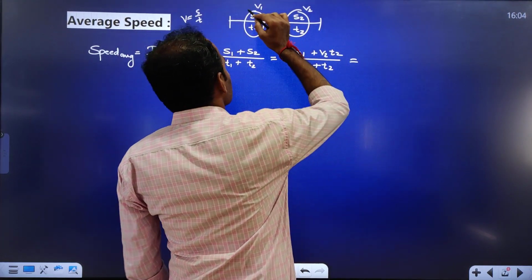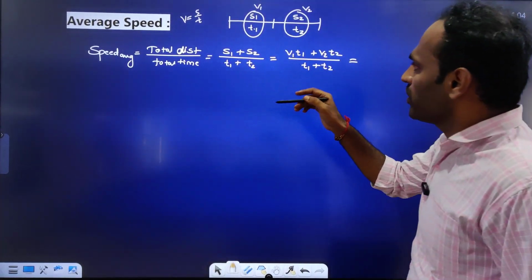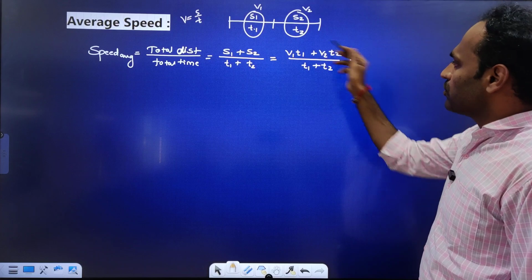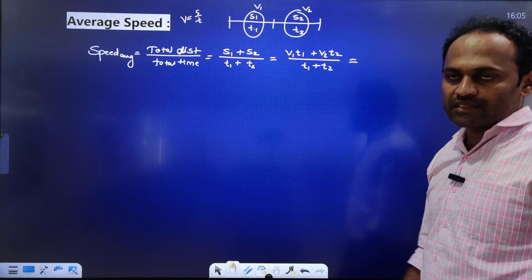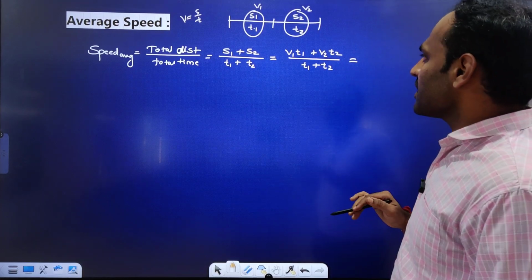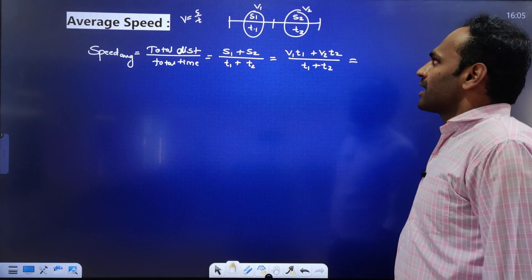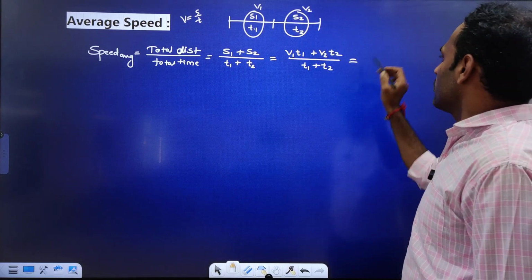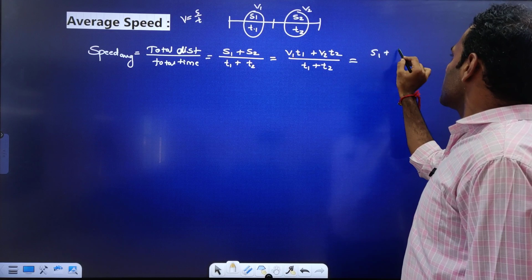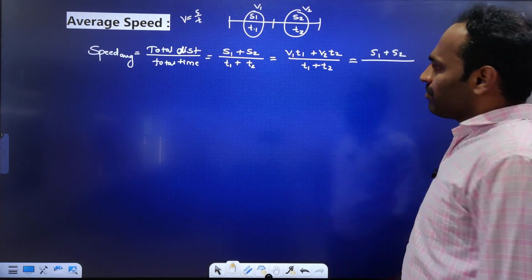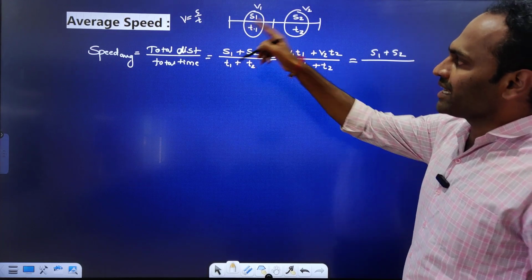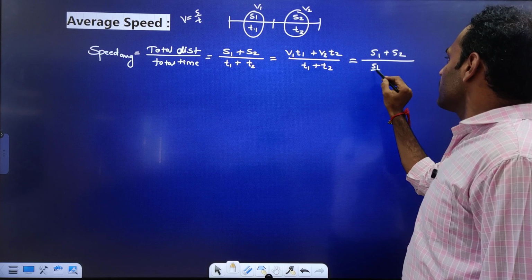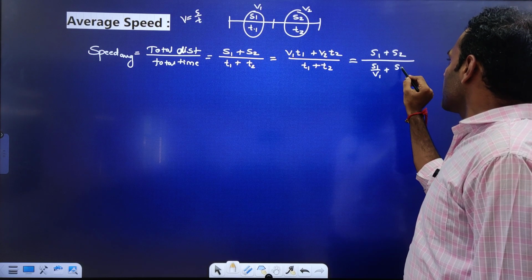Okay, if I was not knowing S1 and S2, if I was knowing only V and T, then I used to write the average speed like this. Okay, now I am not knowing time. I know V1 S1, V2 S2. So what I will get? The formula will be S1 plus S2 divided by, in place of time what I have to write, S by V. S1 by V1 plus S2 by V2.